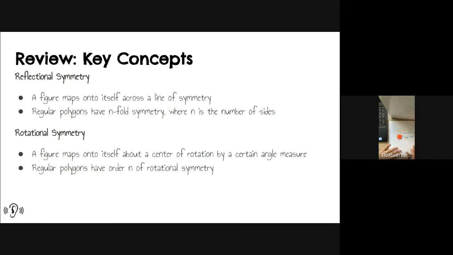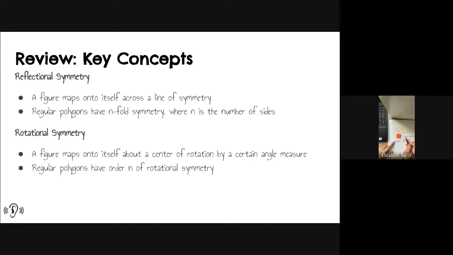If I want to identify the smallest angle that I can turn that square in order to get it to map back to where it was, I'll put it into the equation: 360 divided by n. n is equal to 4 because n is the number of sides. 360 divided by 4 is 90. So the smallest angle of rotational symmetry is 90 degrees.